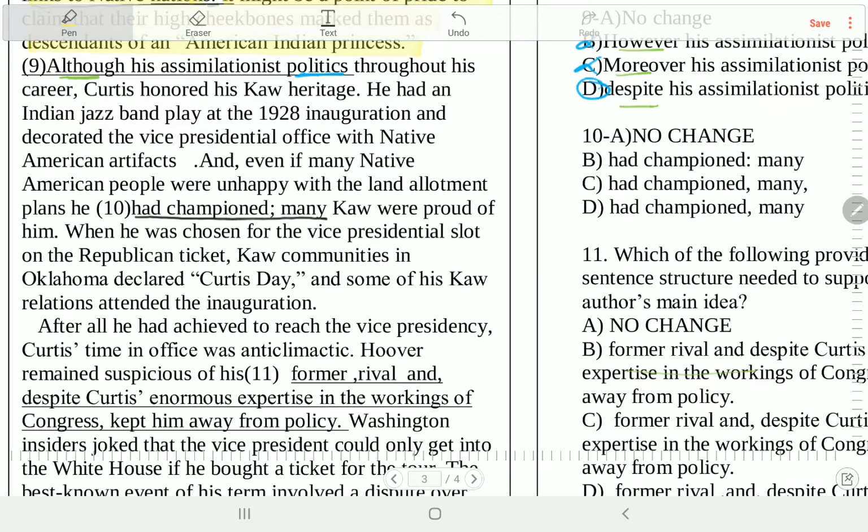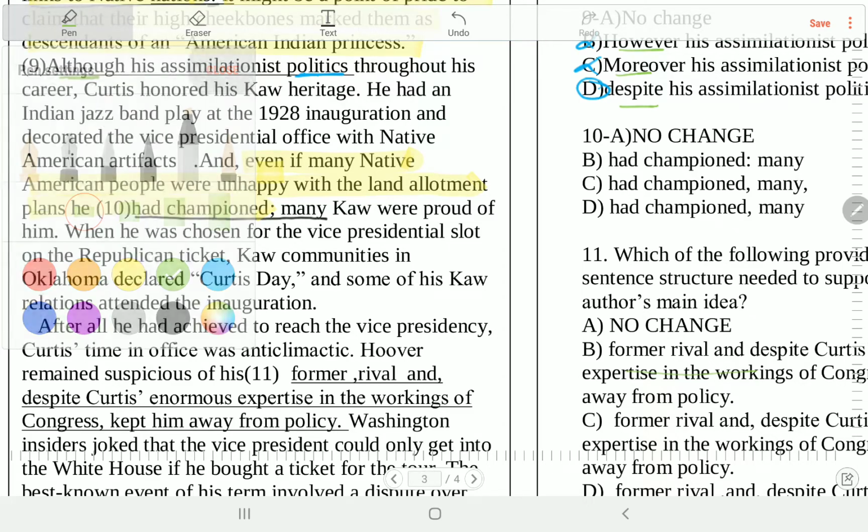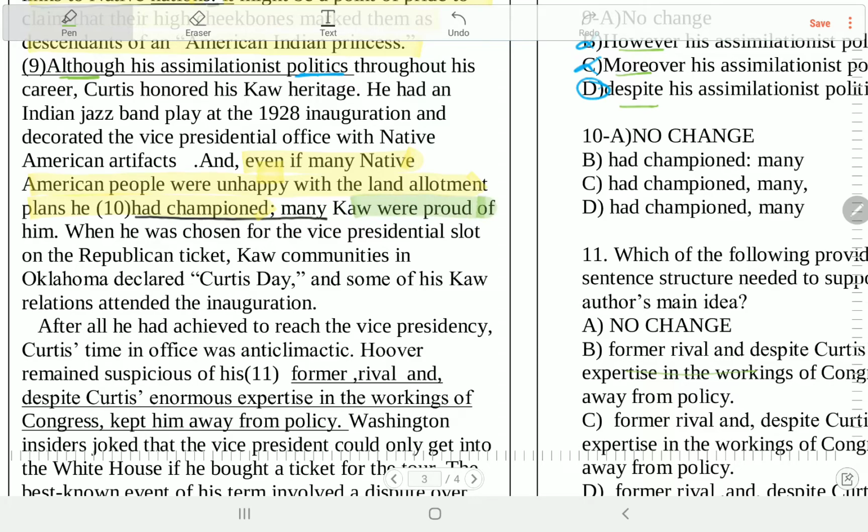For number 10, okay. Okay, and even if many Native American people were unhappy with the land allotment plans he had championed, many were proud of him. So this is again punctuation. So he started the sentence with if. Do you remember the subordinating conjunction? If, although, though, since, unless. What do they make? Dependent clause, inferior sentence, fragment sentence, it has no meaning on its own. It needs another sentence. So we should end this with a semicolon.